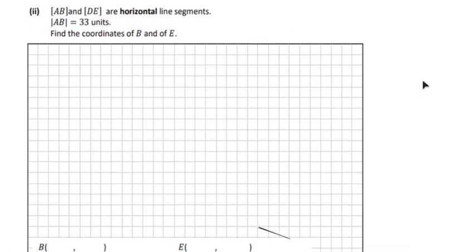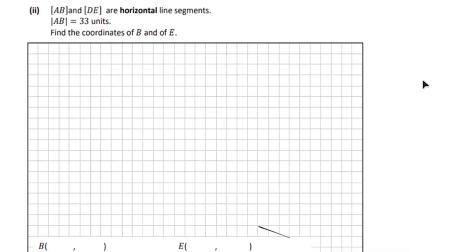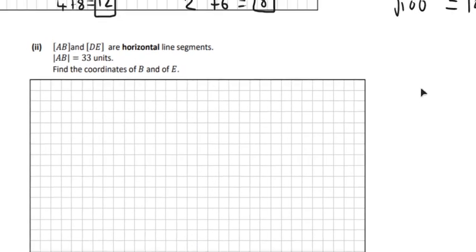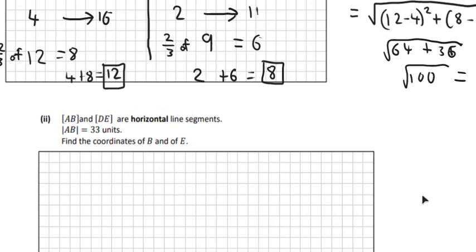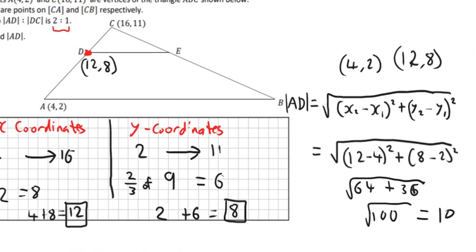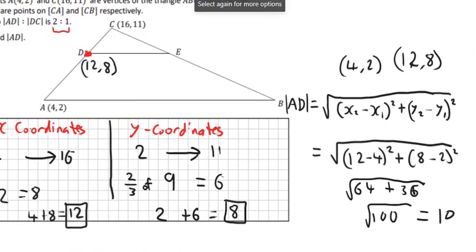Right, the last part here then, you just need to work out what the coordinates of B and E are. So it's actually not that complicated. They tell us that AB is 33 units. So if you look at that in the diagram there, 33 units. So if you're on (4, 2) there, you're going 33 units across, basically to the right, to get to the coordinates of B.